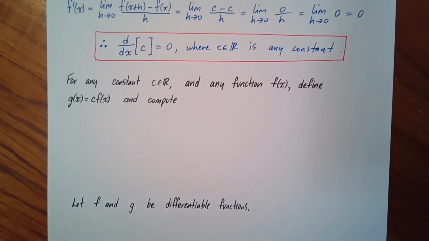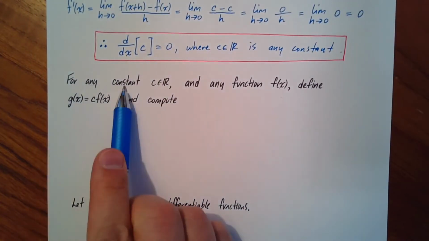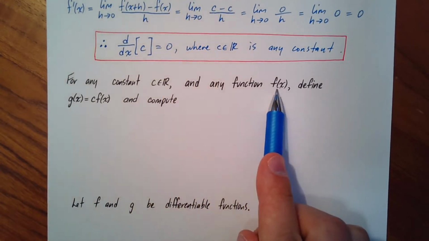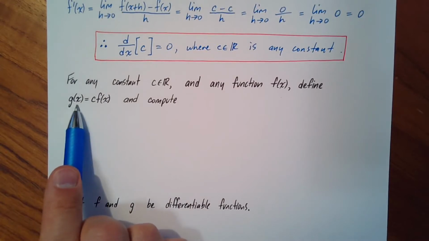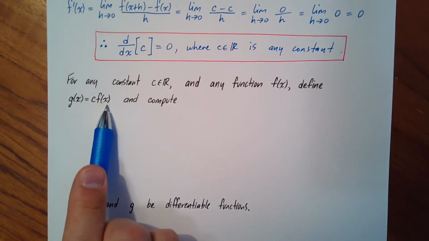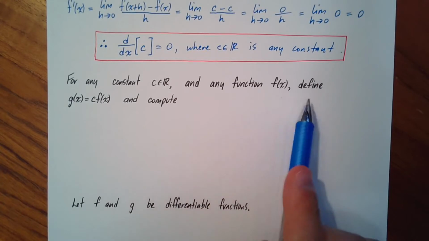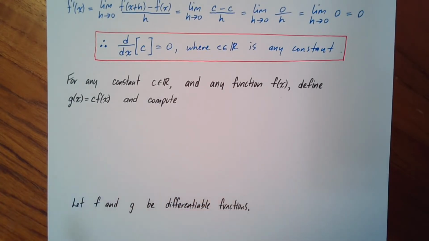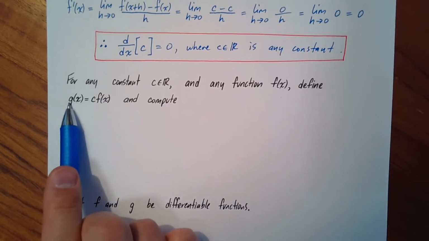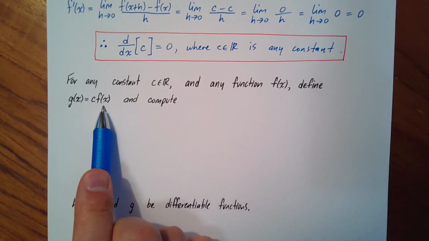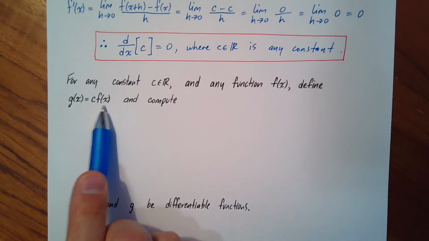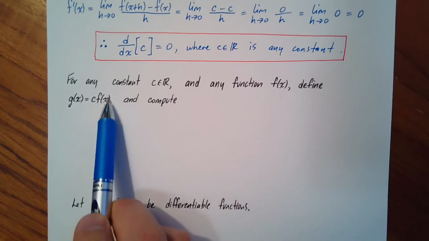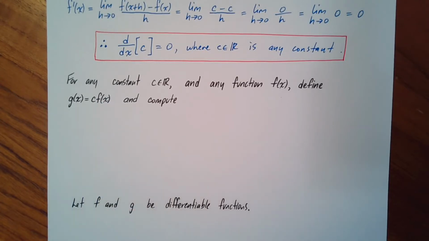Let's look at another rule. For any constant real number c, and any function f of x, define g of x equal to c times f of x. So you can see we've got some function f of x fixed in the background and some constant c. And the idea is we can define a new function g by setting g of x to be that constant times f of x. And the point of this is to look at how the derivative of this new function g compares to the derivative of the underlying function f.